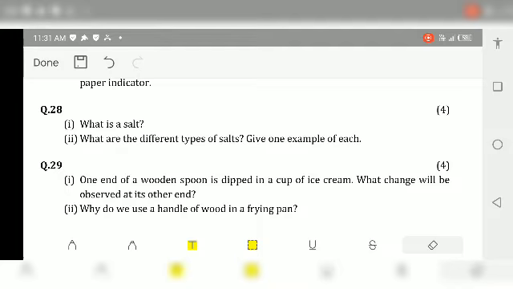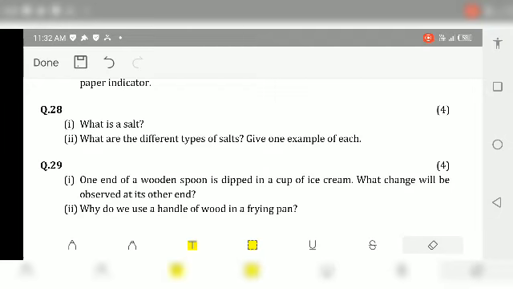Neutral salts form neutral solutions when dissolved in water. The salt formed by the neutralization of a strong acid by a strong base is a neutral salt. Example: sodium chloride. Acidic salts form acidic solutions when dissolved in water. The salt formed by the neutralization of a strong acid with a weak base is called an acidic salt, for example ammonium chloride, NH4Cl.